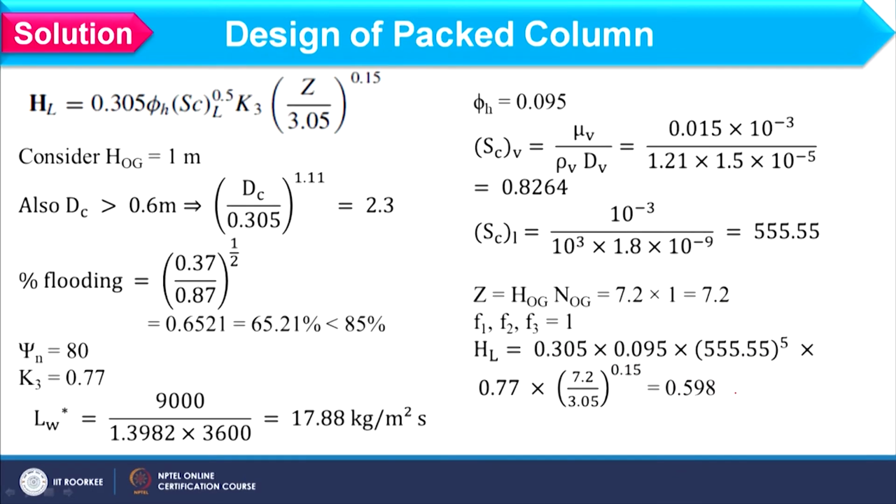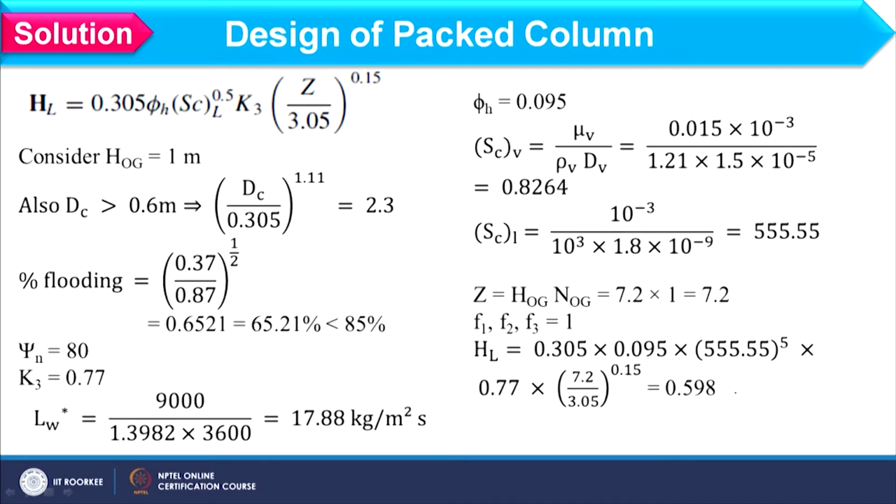Now, next we have to find out the value of HOG, and HOG will depend on the diameter as well as the Z value, right, and the Z value will depend on HOG into NOG, fine. Till now only NOG you have obtained, but HOG you need to obtain, and for that you have to consider the Z value. So, that will be an iterative method, right. First of all we will assume the value of Z, and then we will proceed to find out the value of Hg as well as HL.